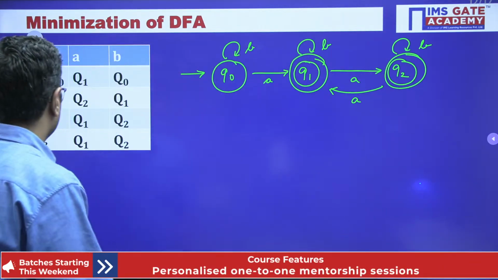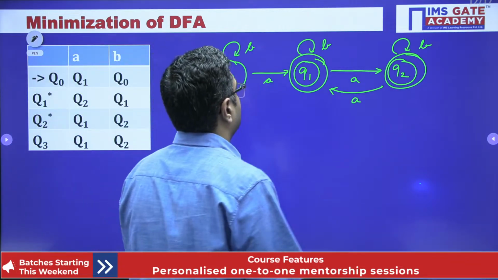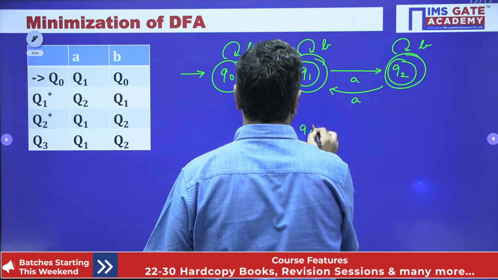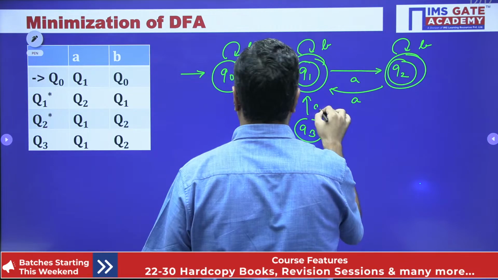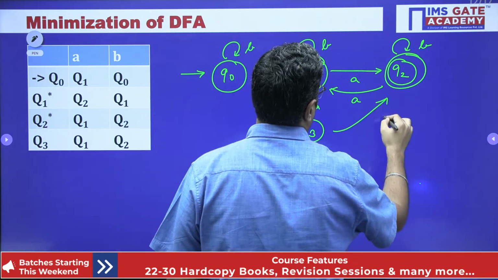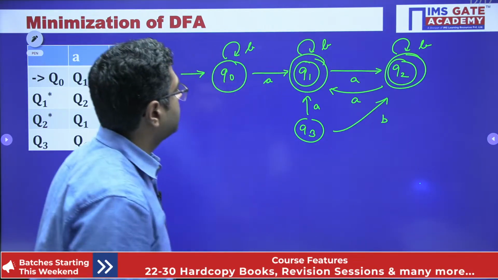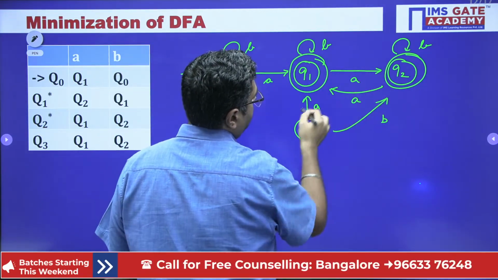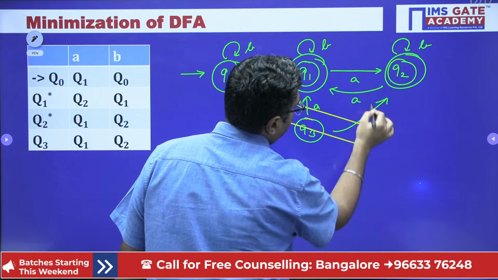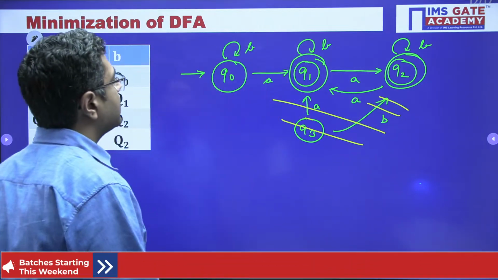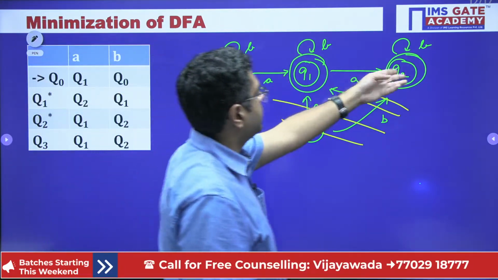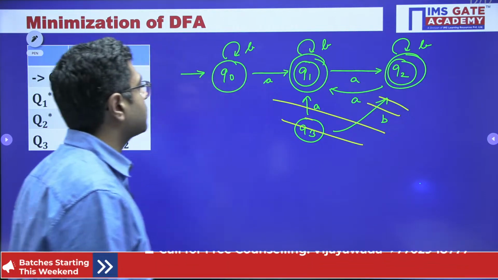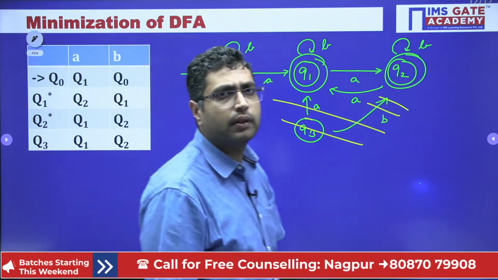Q3 on A goes to Q1, or on B goes to Q2. Now if you see this, you can clearly see that Q3 is unreachable. You cannot reach Q3, so this entirely goes away. Now is Q1 reachable? Yes. Q2 reachable? Yes, definitely. So we'll only solve it for Q0, Q1, Q2.